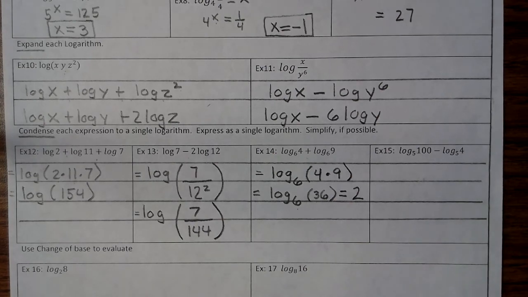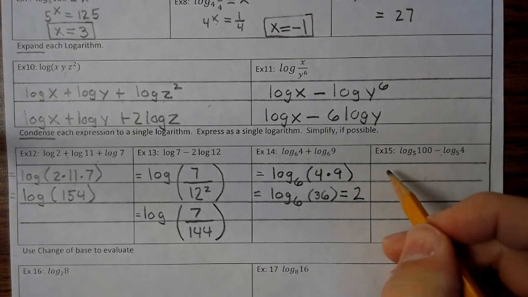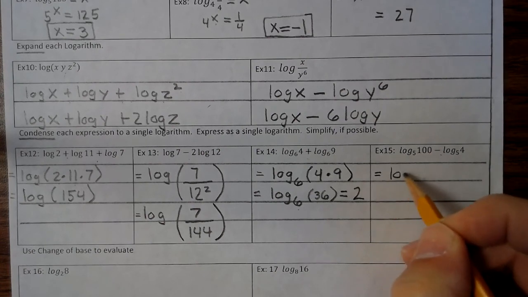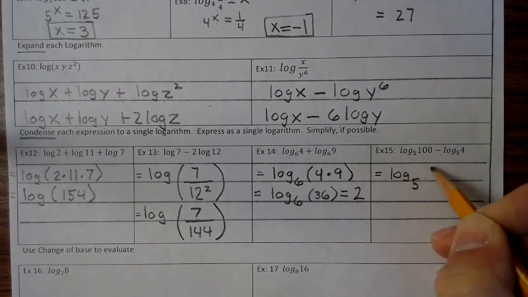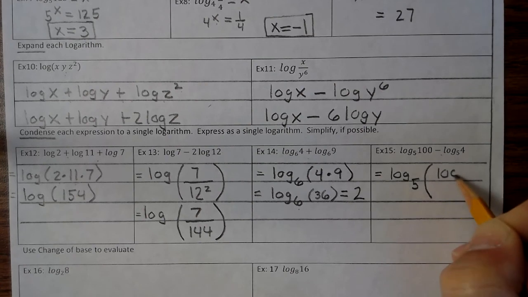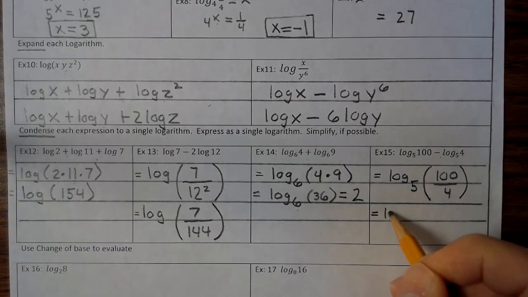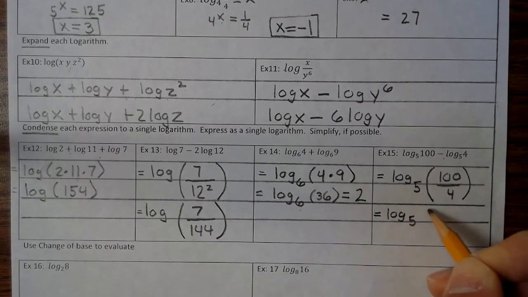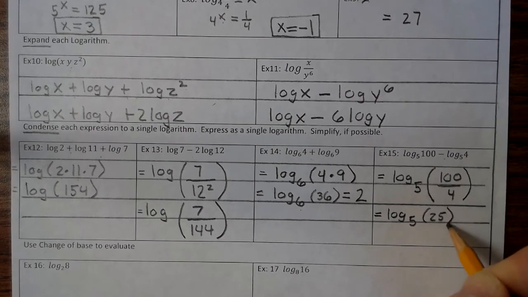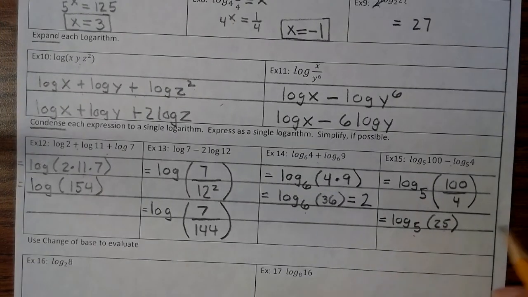Okay, so here we're subtracting, so it becomes division. So that becomes log base 5 of 100 divided by 4. Well, 100 divided by 4 is 25, so that's log base 5 of 25. Well, you ask yourself, 5 raised to what power gives you 25? The answer to that is 2.